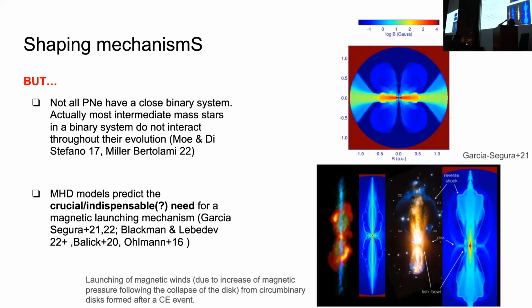So is it true in a Herbig-Haro object, is it true in an AGN? Well, it's true as well in planetary nebulae. There have been plenty of models by Garcia Segura in 21, 22, Blackman and Lebedev in 22, Balick in the 20s, Akashi in 2016, trying to model those objects. And here you have some results by Garcia Segura in his article of 2021.